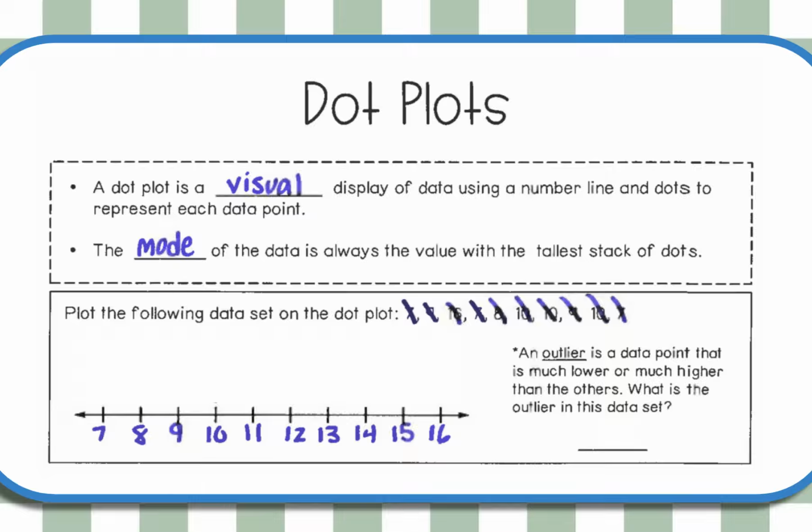I crossed off each number as I went, just so I didn't accidentally miss any numbers or repeat any numbers. So take a minute and put a dot for each number. Also, you can see I labeled the number line from 7 to 16. You could count by 2s, 3s, whatever you want, but this one it just made sense to count by 1s because that would fit all of the numbers.